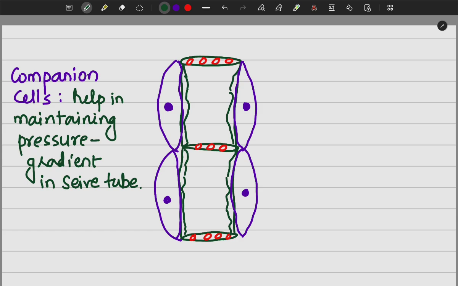Alright, so these companion cells are connected to the sieve tube through common longitudinal walls called pit fields. So these pit fields are the common longitudinal walls that the companion cells and sieve tube share with each other. Alright. So this was about the companion cells.